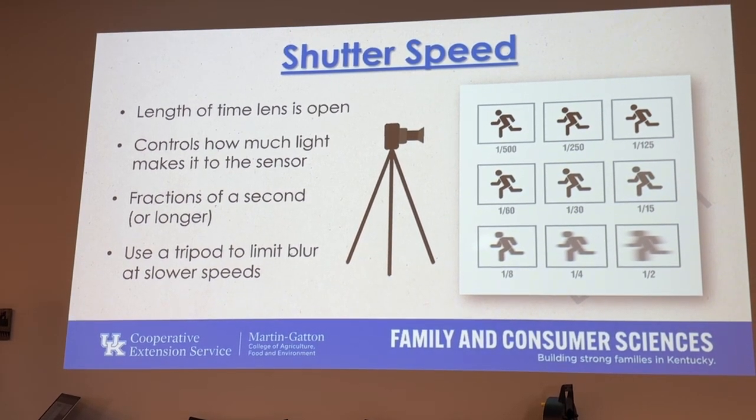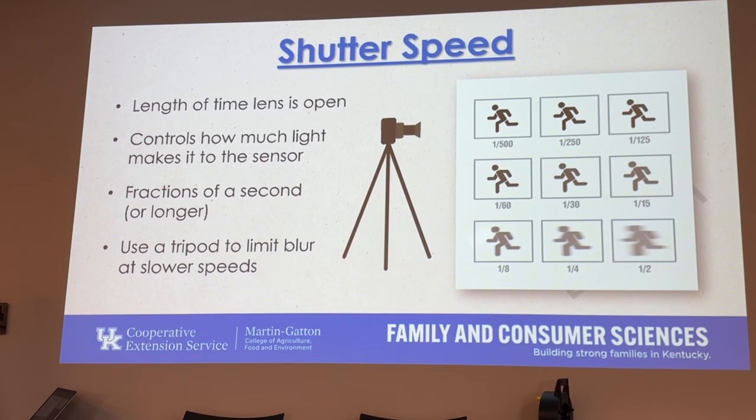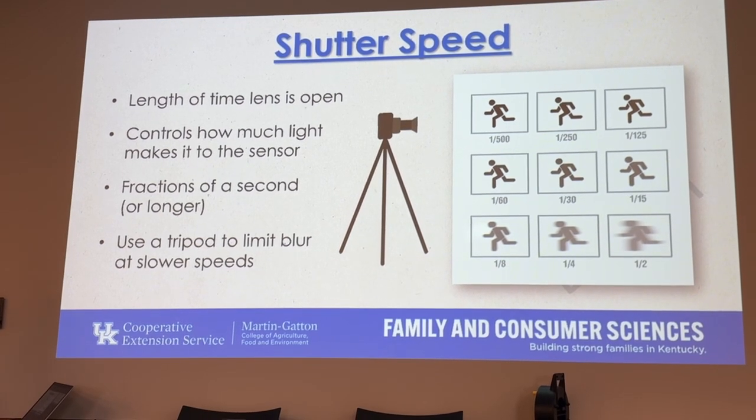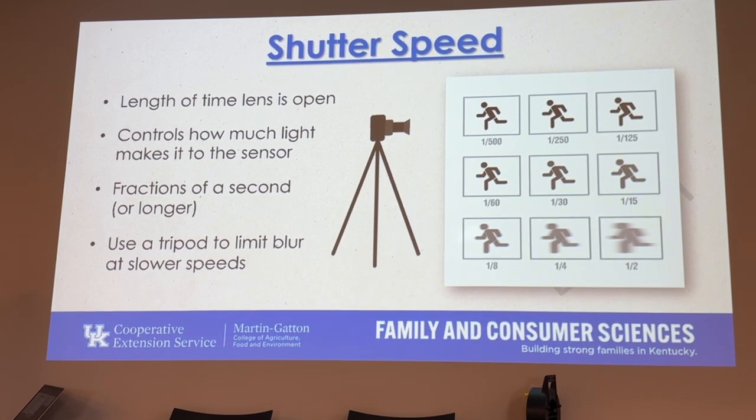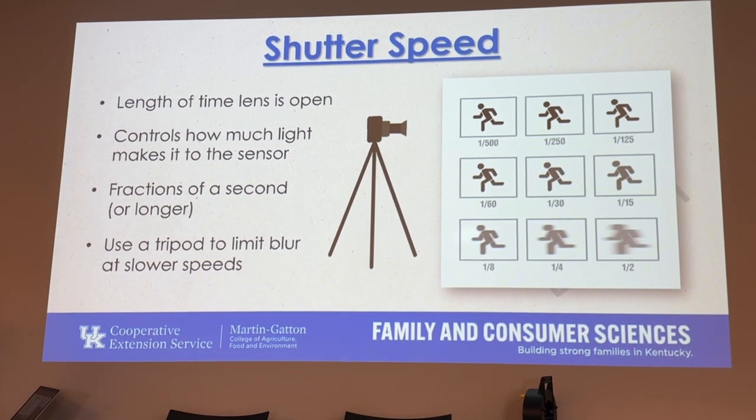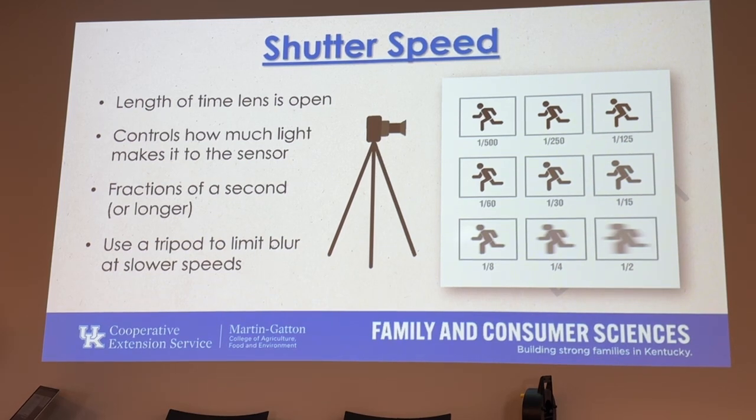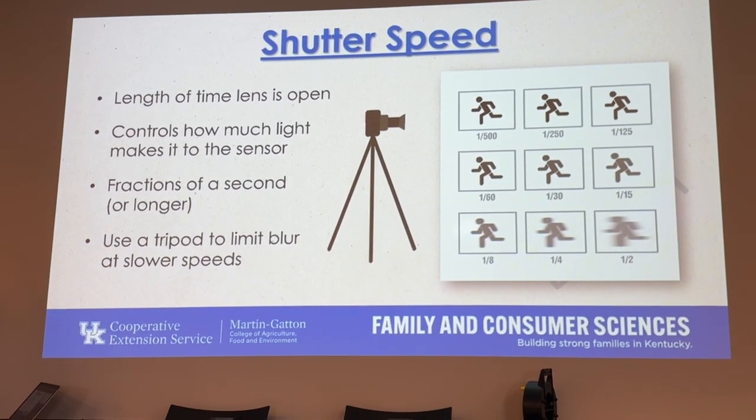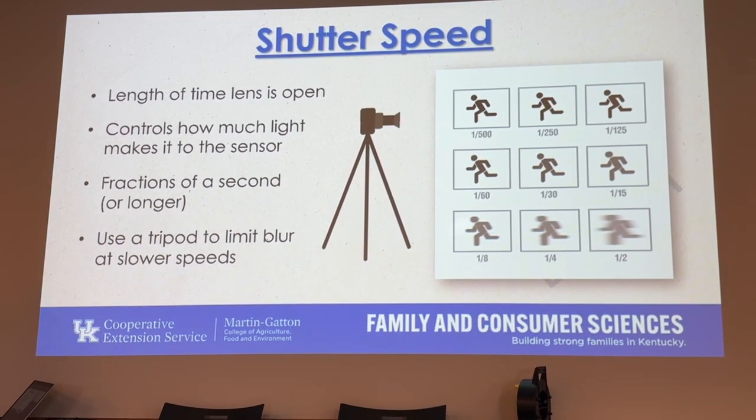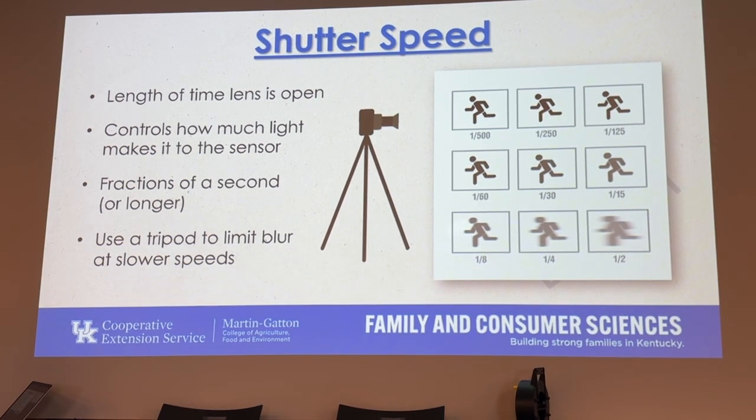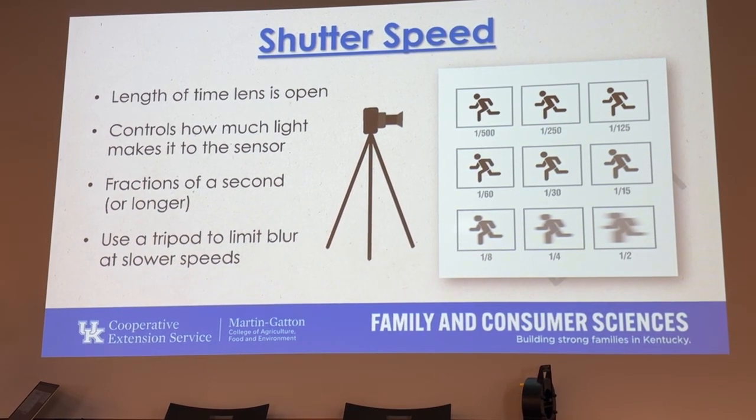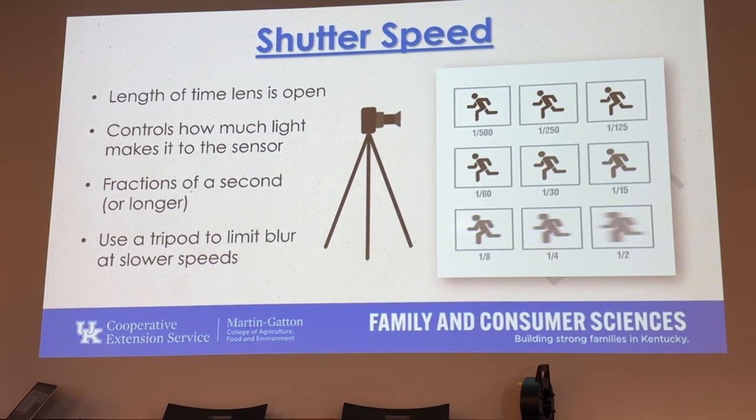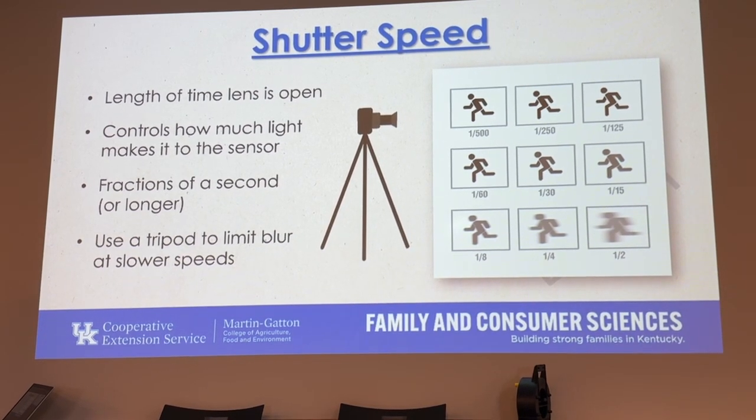So your shutter speed controls the length of time the lens is open, thereby controlling how much light makes it to the sensor. They are specified as fractions of a second. I don't even think my mind can focus on that. Faster shutter speeds help limit the blur of motion. Have you ever tried to take a picture of somebody moving? So there's your examples there in those pictures. Slower shutter speeds show the blur of motion.